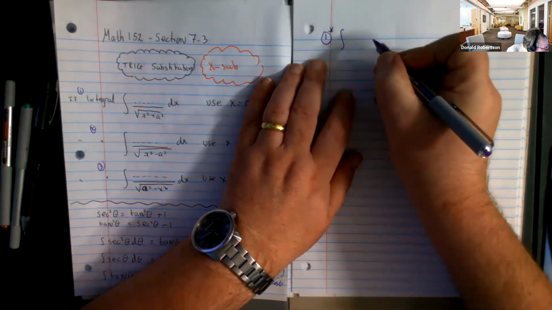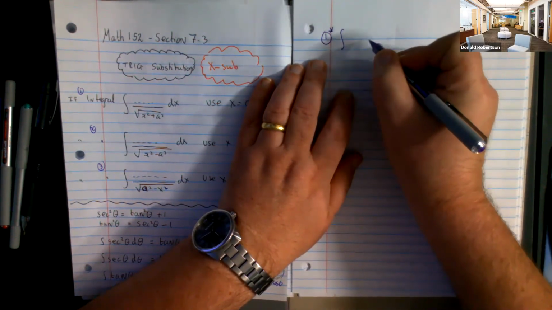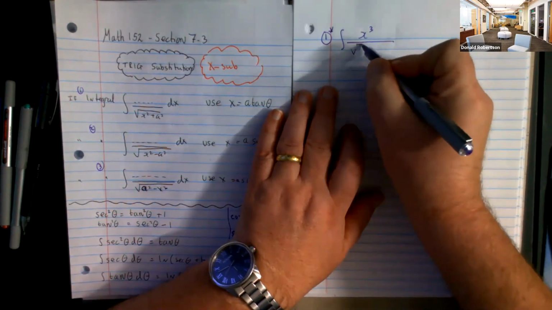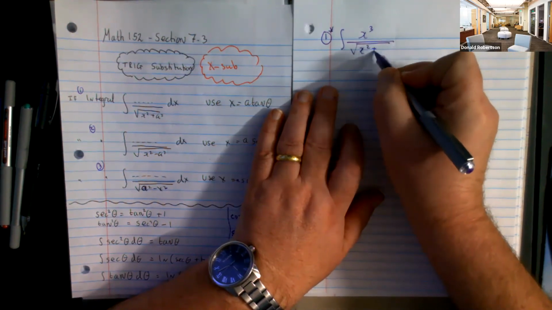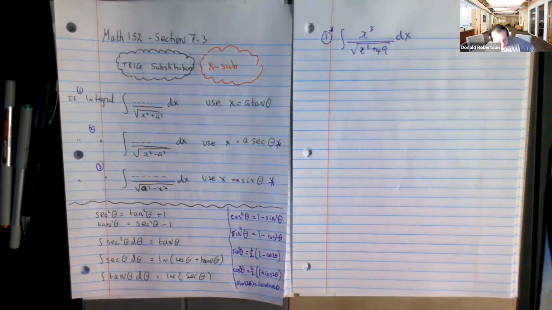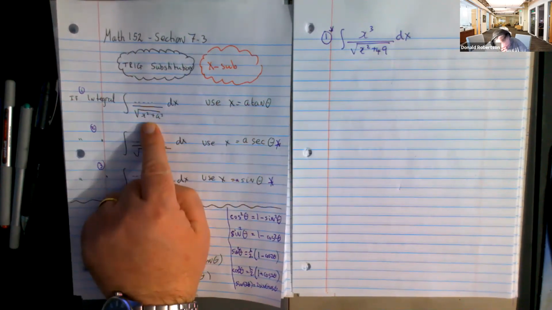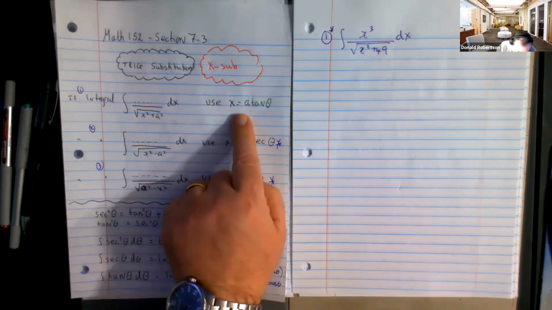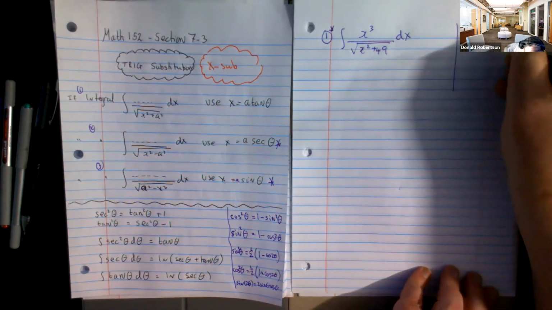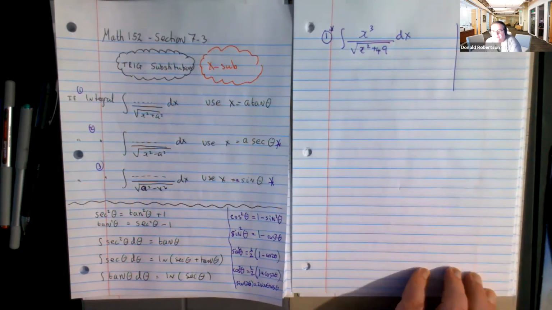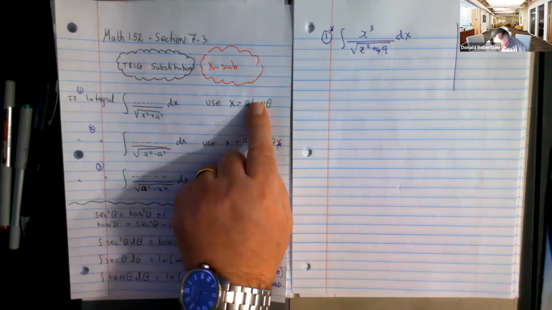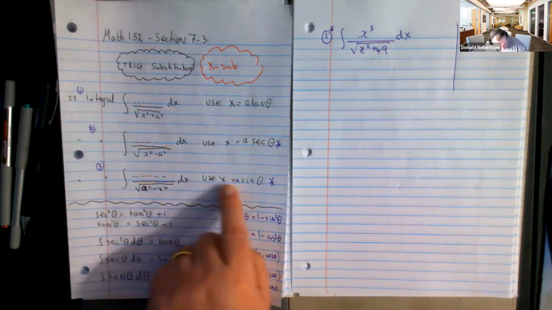Question 1, that looks weird, never mind. x cubed over the square root of x squared plus 49. And this one has an x squared plus 49 look to it. So we're going to use an x sub of 7 tan theta. And so this little list here, you can just say, okay, it looks like that, this is what I use. Nope, it looks like this fella, okay, that's what I use.